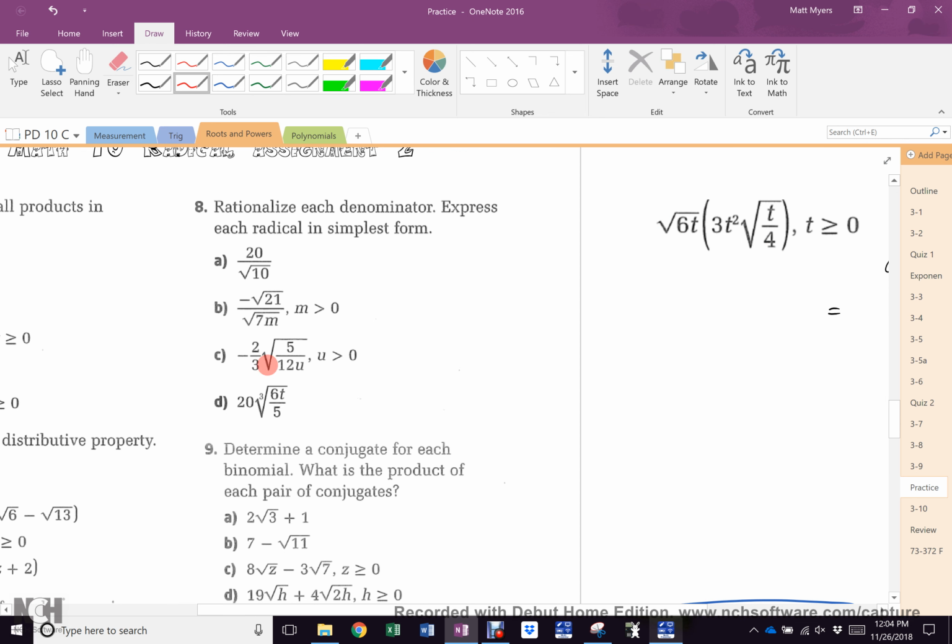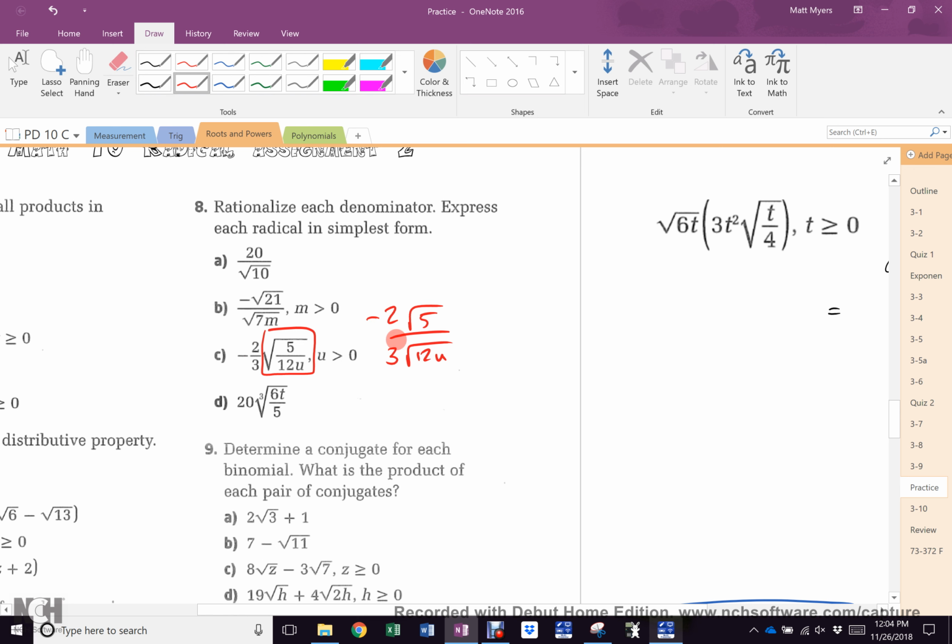So, what is this really? Actually, I lie. What is that really? Root 5 over root 12u. Where does the 2 go? With the top one. Where does the 3 go? With the bottom one.